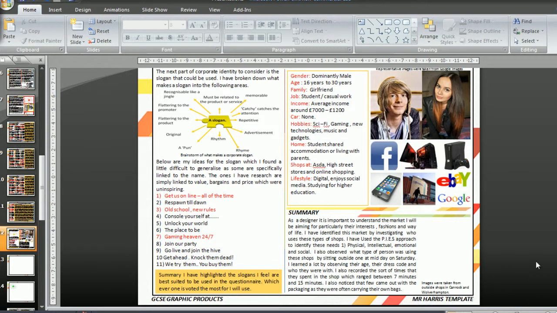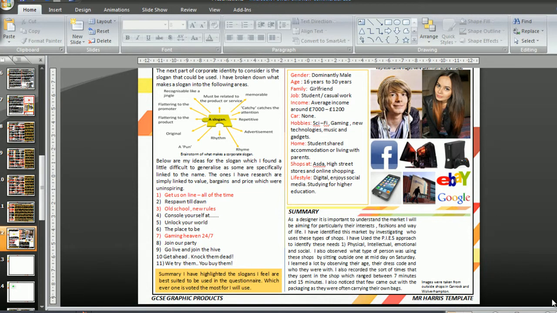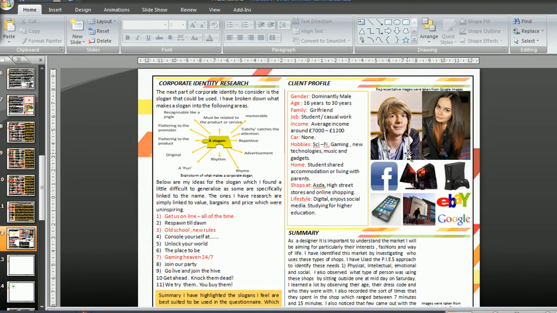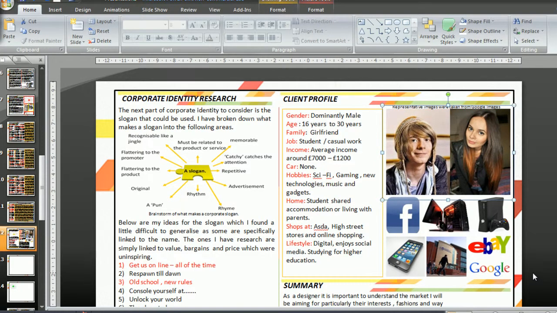Okay, so over on the other side we're now looking at our client profile. Now again, this is quite important on the client profile, simply because what we need to do is identify the market that's going to actually use our shop or actually buy the products.